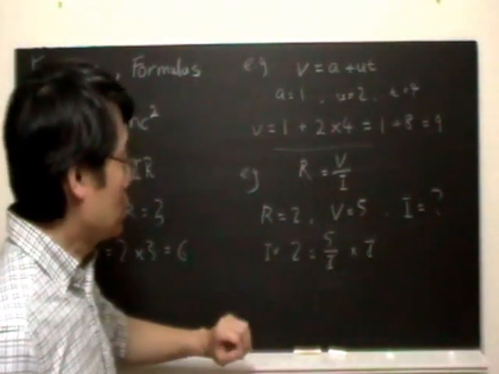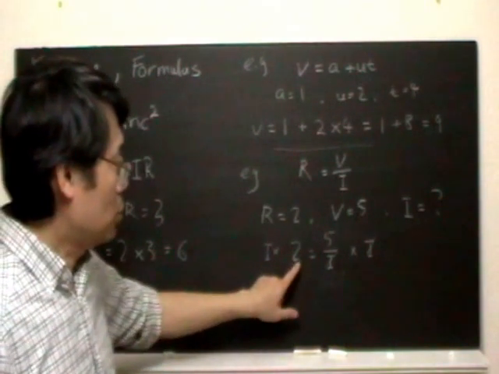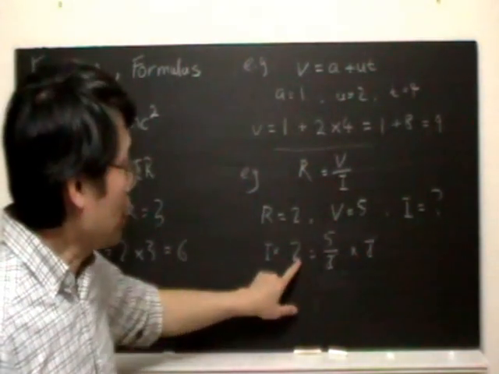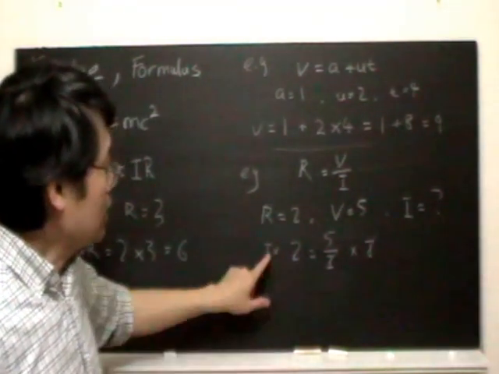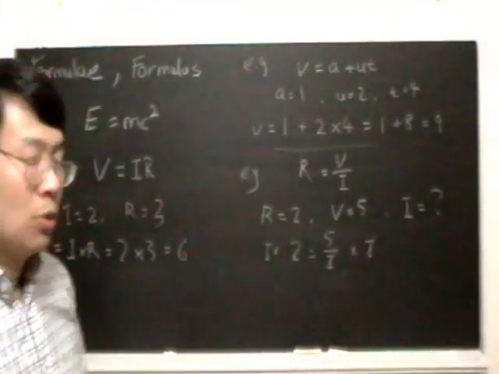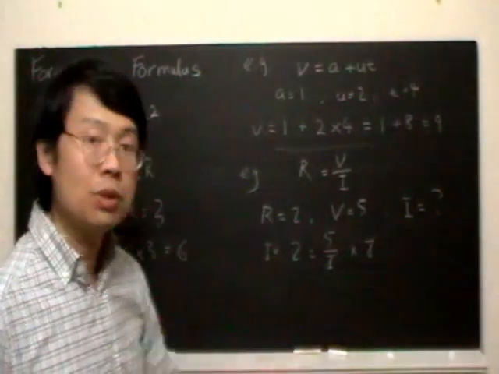So I is now on top. We want to find I. We have a 2 there. We have I times 2 there. So we want to get rid of the 2. Since this is I times 2, we can get rid of the 2 if we divide both sides by 2.